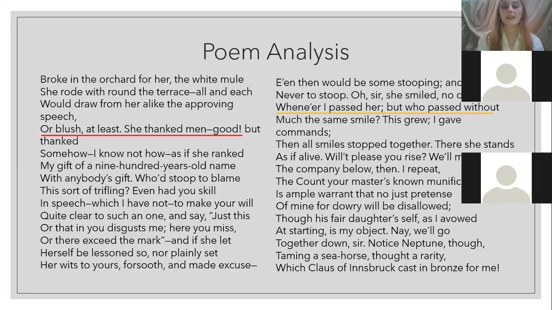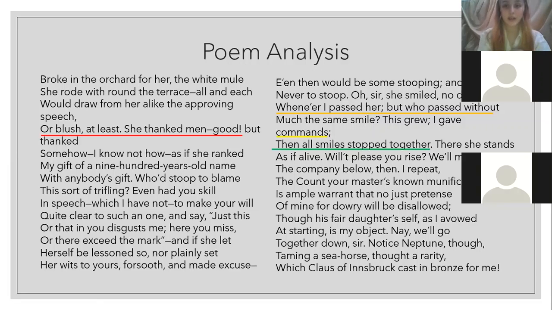So you're seeing at this point a lot of egotistical jealousy, a lot of self-pride that's really getting shattered because he's not being treated as if he is exceptional. It's like there's this lovely girl who's lovely to everybody, and he does not like that. So on the topic of the smiles, it said, "this grew, I gave commands." What is he giving commands about? Which links on to the next line, "then all smiles stopped together." So he gave a command, and then she didn't smile at anybody.